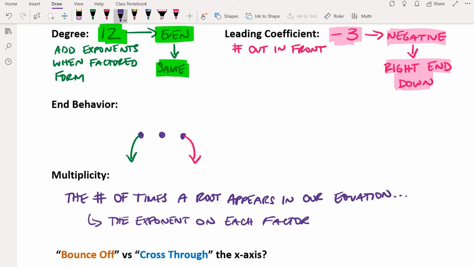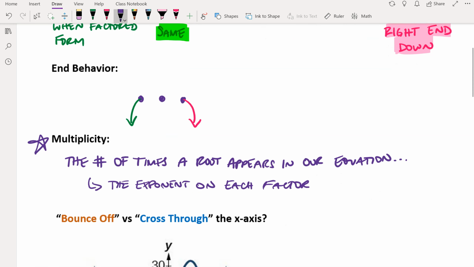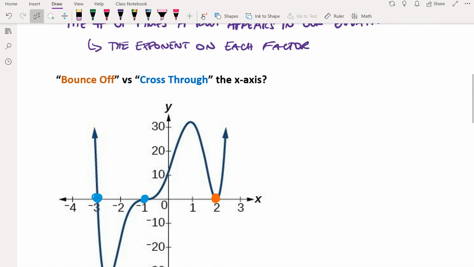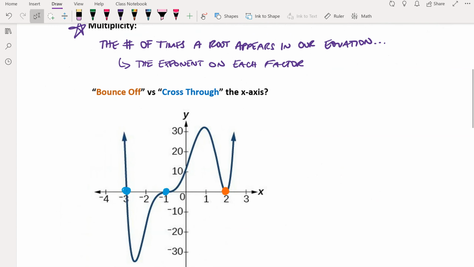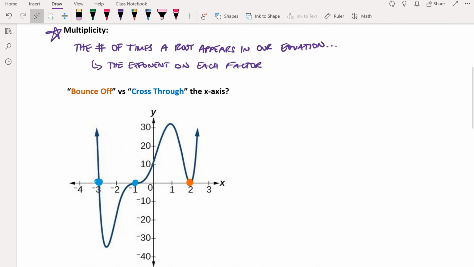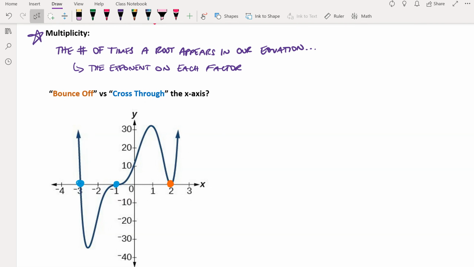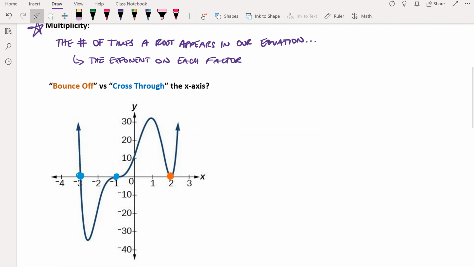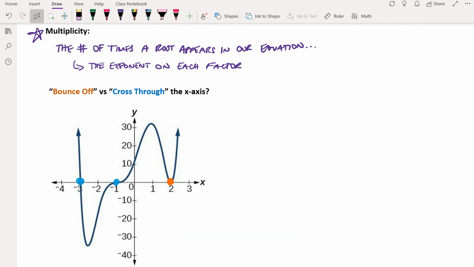Okay, so let's go ahead and talk about why we care about this word multiplicity. Why do we care about the exponent on each factor? Well, the exponent on each factor tells us if our function crosses or bounces off of the x-axis in the middle. So really quick, I want you to draw this example in your notebooks, and we're going to talk through this.